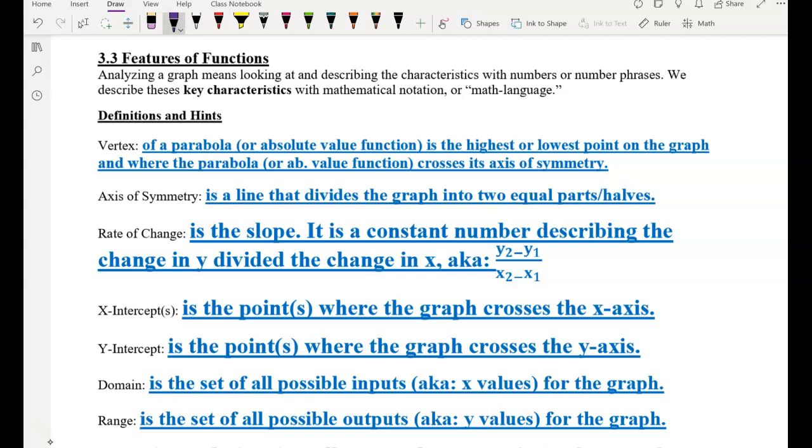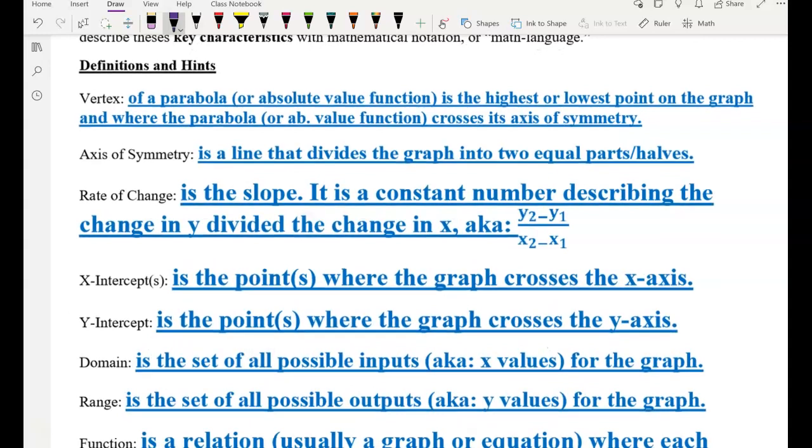Now this is section 3.3, features of the functions. Now there's a lot of vocabulary, so what you might want to do is press pause and then write down the definition as we go along. 3.3 says, analyzing a graph means looking at and describing the characteristics with numbers or number phrases. We describe these as key characteristics with mathematical notation or math language.